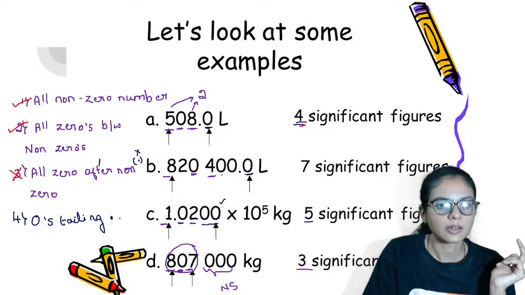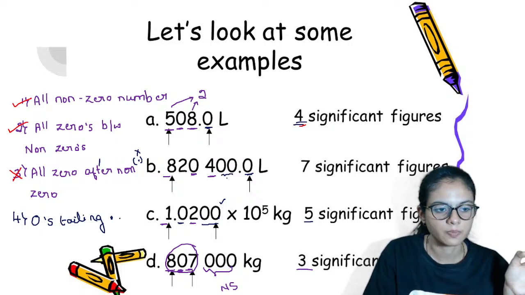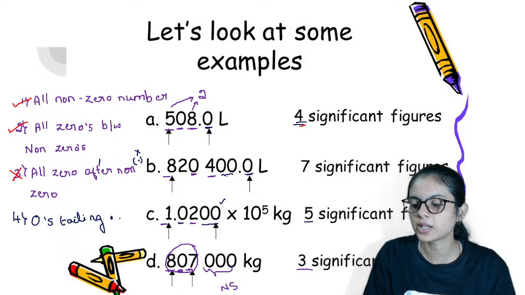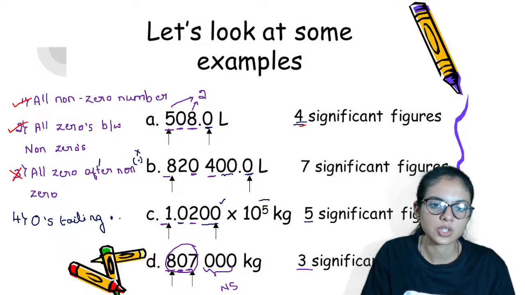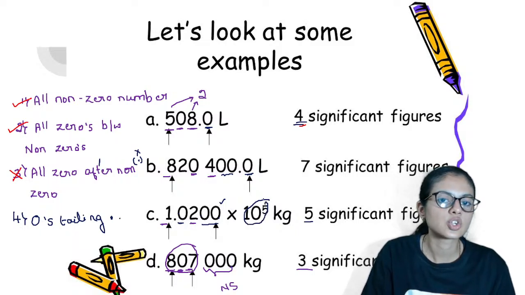And we have to discuss this, right? So the next point that comes is that powers of 10 are not significant. The power of 10 is not significant. Clear?